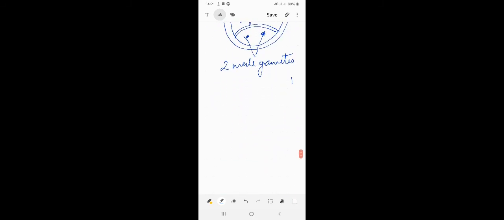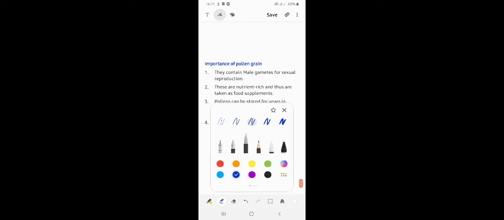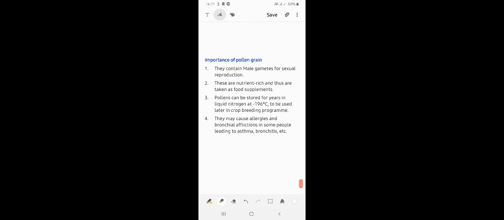So our last topic is the importance of pollen grain. As you can see, it is known as your male gamete. So that is very important for your sexual reproduction. These are nutrient rich and thus taken as a food supplement because they are made up of proteins. They are taken as food enrichment, especially for athletes.